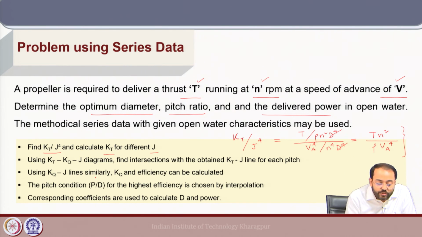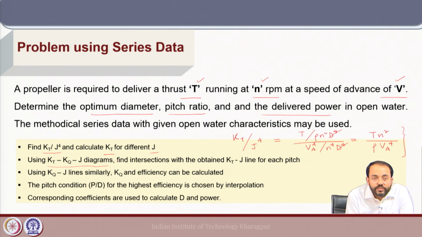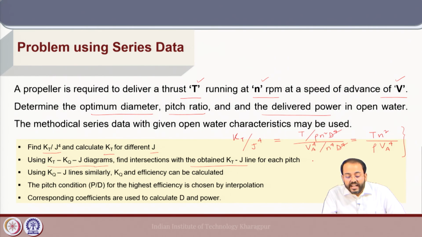Now, we can use the series data. Here it is implied in this problem that the series data for a range of pitch ratios are available. Okay. So, this is just a sample problem which I am using to explain how we can use series data to arrive at a simple design using the open water diagrams. So, from these KT, KQ, J diagrams or polynomials, we can find the intersections with this KT versus J line for each pitch that we have defined for a specific KT by J4.